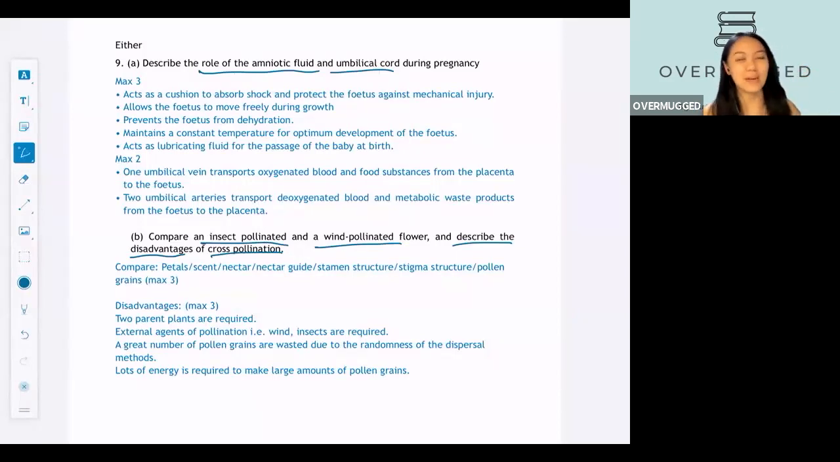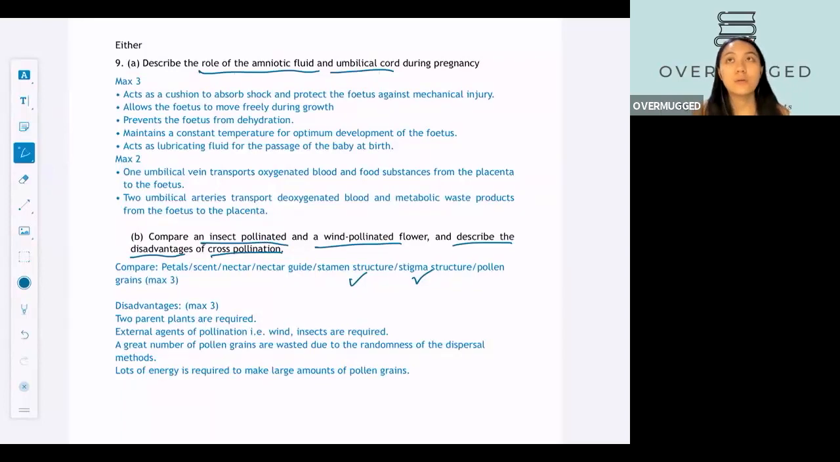The petals: one is colorful and big, and the other is small, dull-colored. The scent, the nectar guide. Nectar and nectar guide are absent in wind pollinated flowers. The stamen structure, these two are very important because sometimes they can come out in labeling as well, right? Or in MCQ, they ask you which one is insect pollinated, which one is wind pollinated. They give you two pictures of the flower and ask you which one. From the stamen and the stigma, it's more obvious.